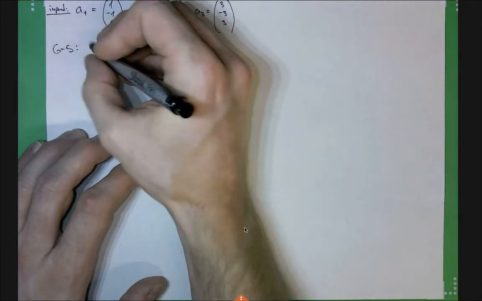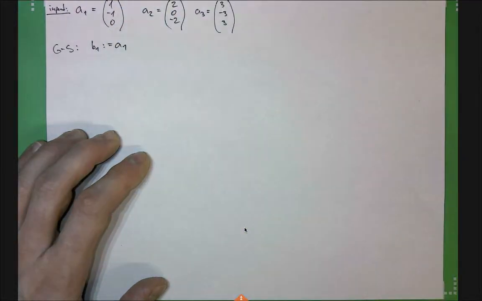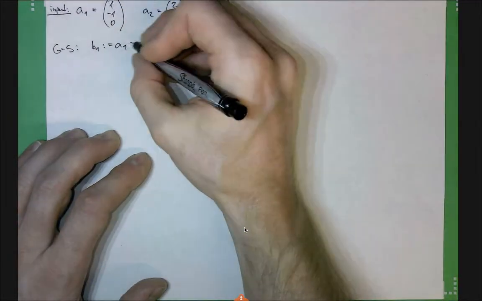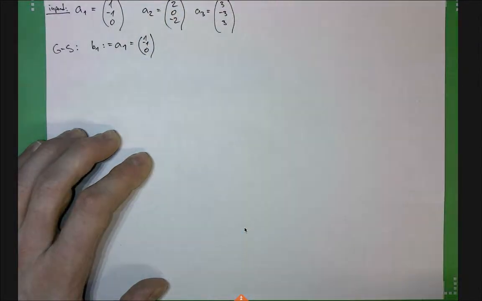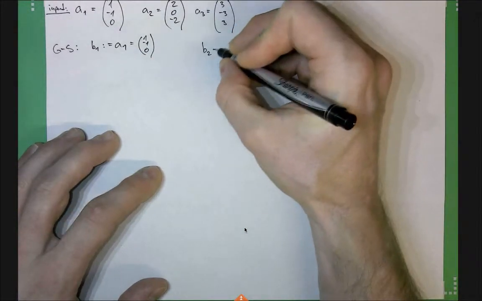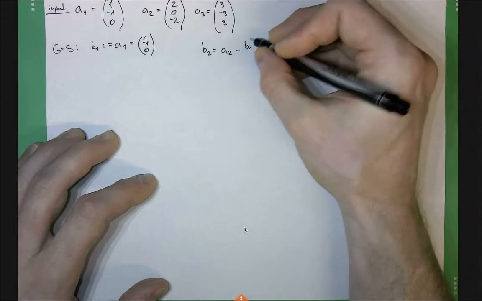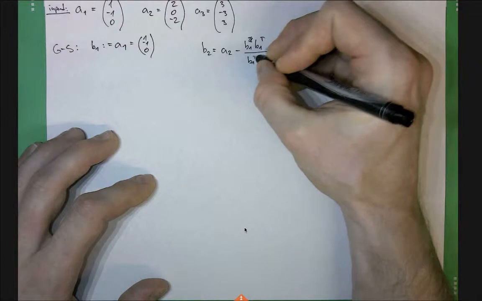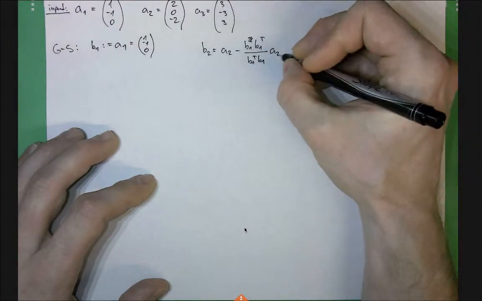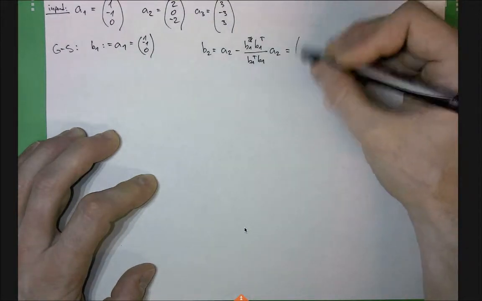Gram-Schmidt. So first, it takes A1 and just assigns it to B1. So B1, it's already done, right? It's 1, -1, and 0. That's it. That was simple, right? So for B2, what do we do? So we take A2 and we subtract off the component, B1 B1ᵀ A2 over B1ᵀ B1, right? So if we plug in the numbers, what do we get?